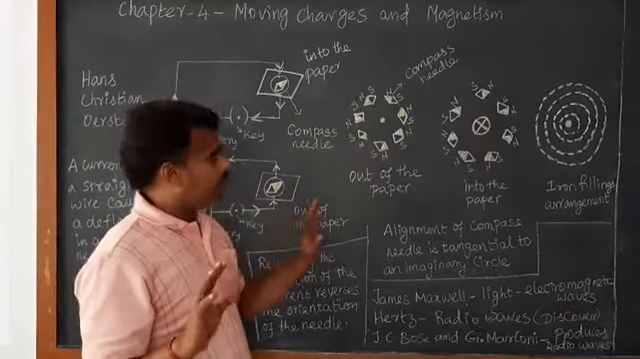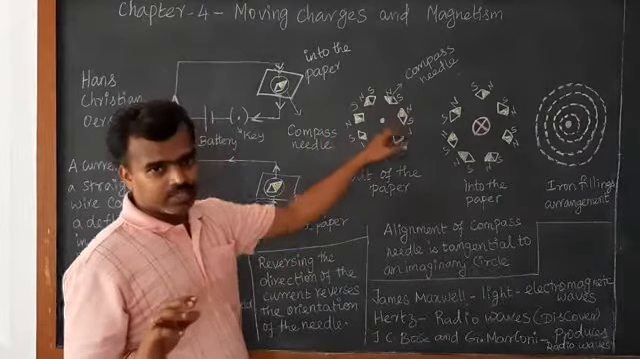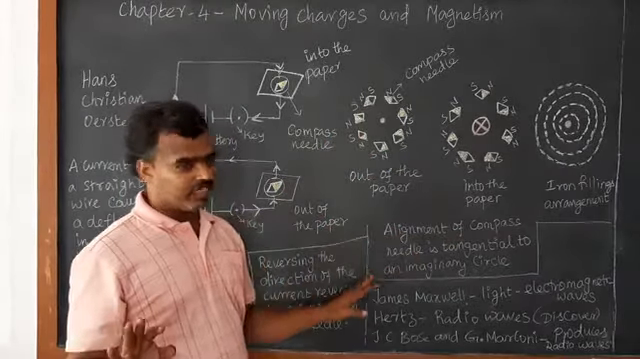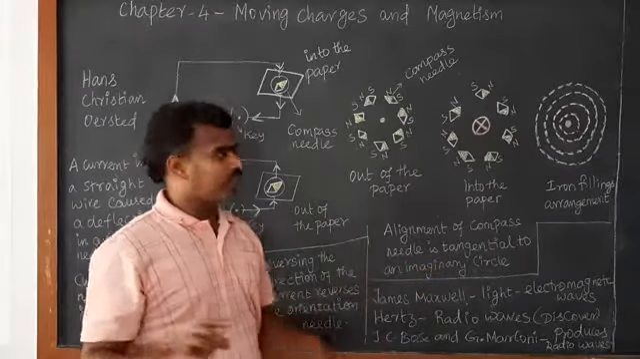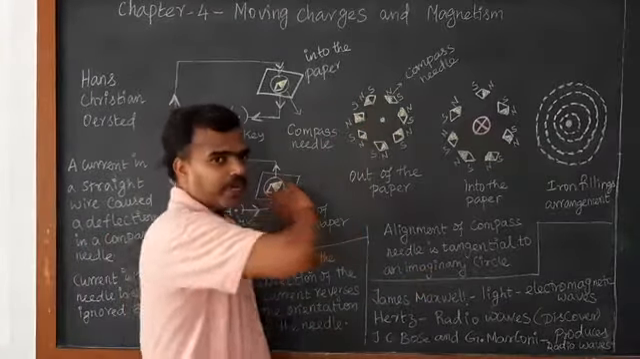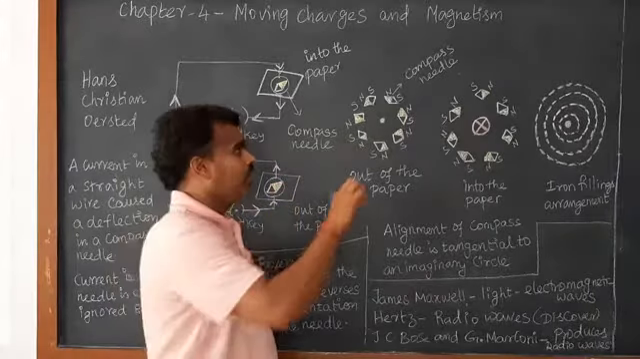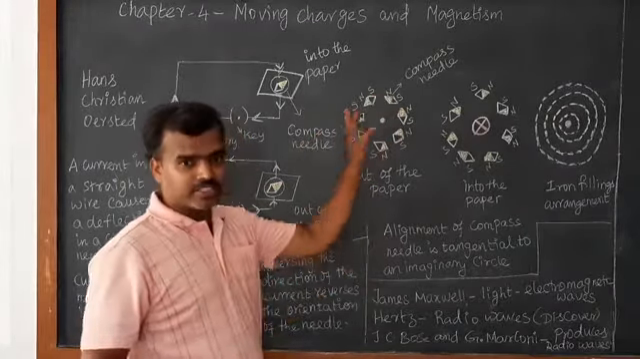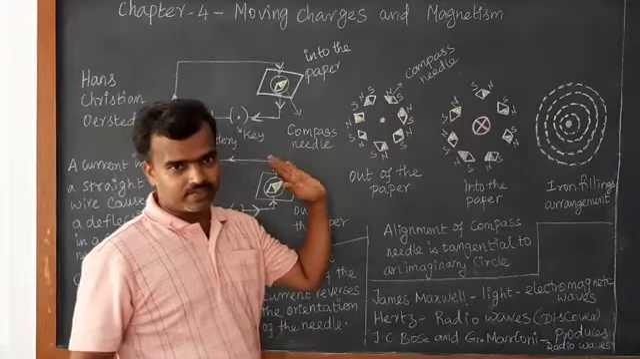And all those are imaginary circles we are making here, and the alignment of the compass needle is tangential to an imaginary circle. So each and every one is a tangent. Yes, tangent means one point. So each and every compass needle is at a tangential point on an imaginary circle. This is an imaginary circle only, not ours, right?